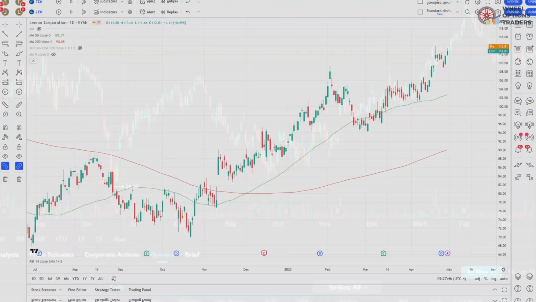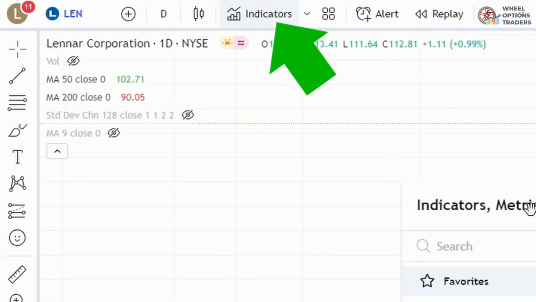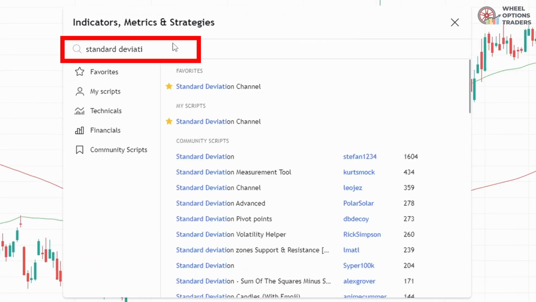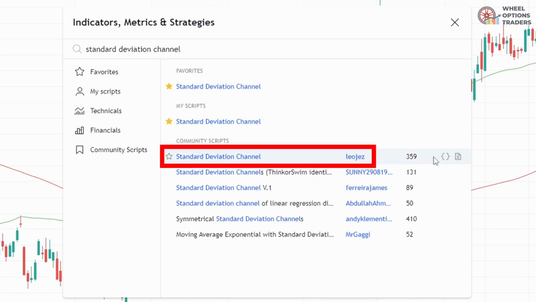So here's TradingView. The free plan allows you to do pretty much everything you need for simple technical analysis. You'll be able to add simple moving average lines and the standard deviation channel indicator as part of the free plan, and you can add more stuff if you pay. To add the indicator to the chart, click on the Indicators button up here and search for Standard Deviation Channel. Okay, and the one you want is with Leo Jez next to it there. It's the one I made and it's totally free.